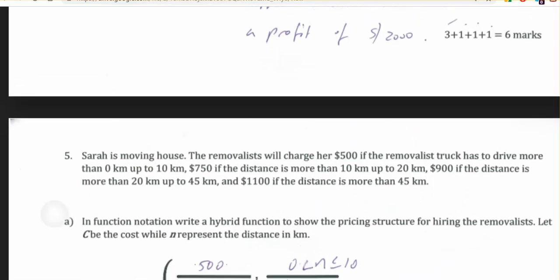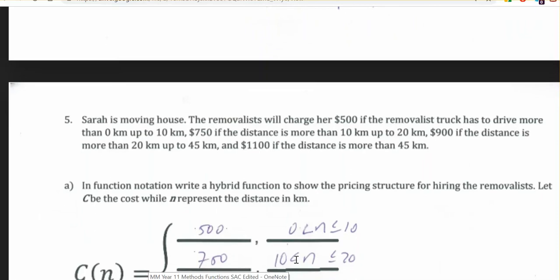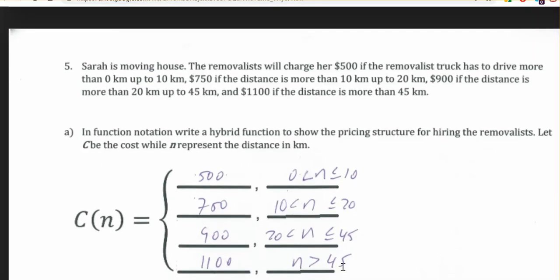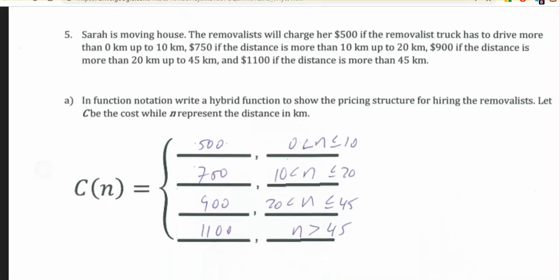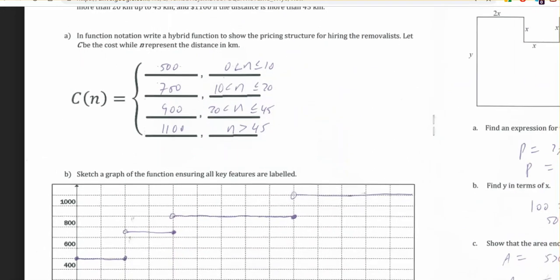Now, obviously, this pricing structure is a hybrid function. So $500 if n is between 0, not including 0, up to 10, $750 if it's between 10 and 20, $900 if between 20 and 45, and 1,100 if n is greater than 45. It's really important that you get the inequalities and the numbers right. This is a step-type function where we basically have flat lines. You've got to make sure you get the open and closed circles correctly. If you draw the graph, it looks something like this.